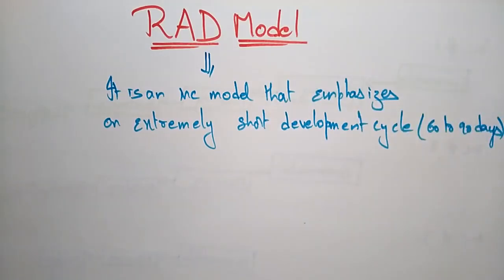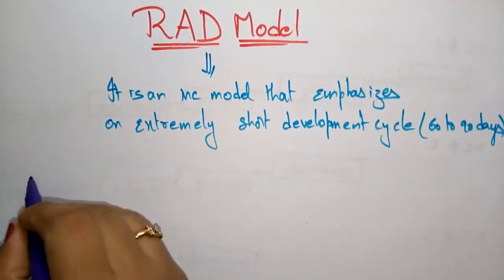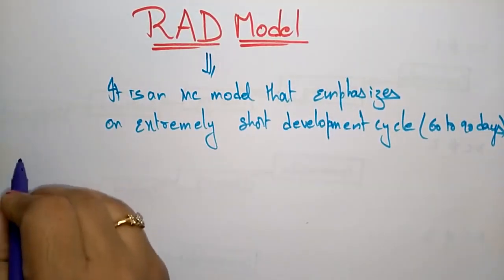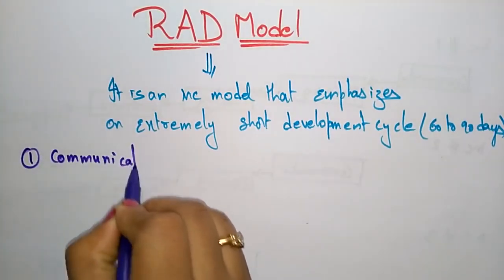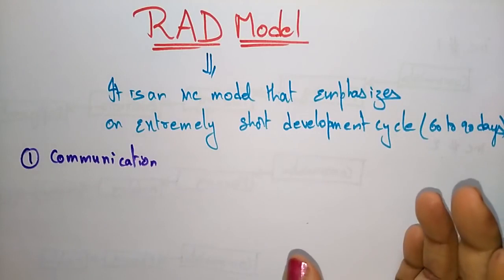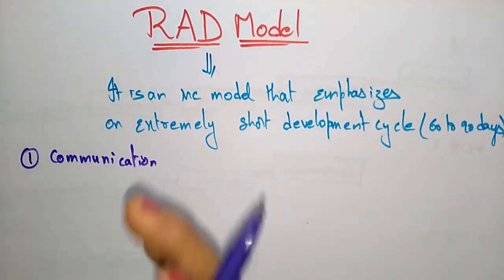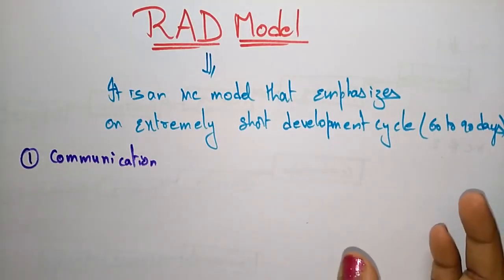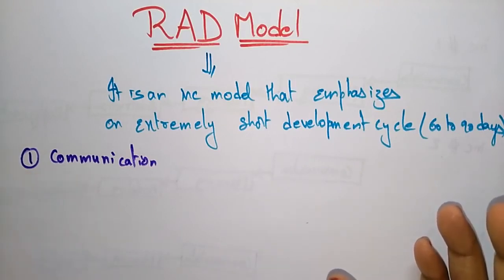Now before discussing what a RAD model is, let us see what phases are present in the RAD model. Just like everything, the communication is first. In the communication phase, the user, the customer and the developers interact with each other, so that the customer can give the specifications, meaning the requirements, to the developer, so the developer can develop the project. That will be done in the communication stage.